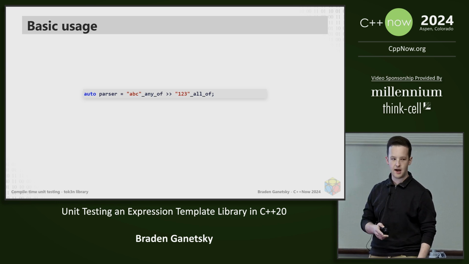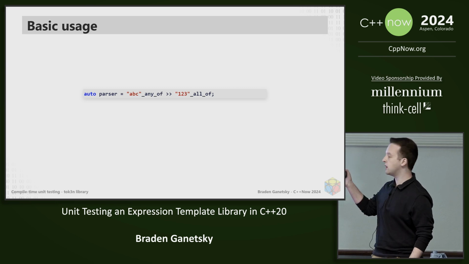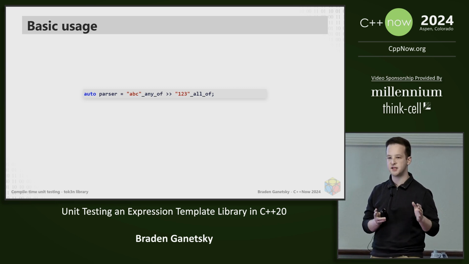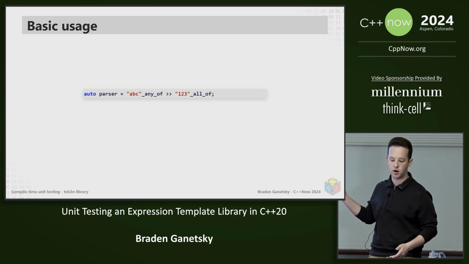Then on the right side, we have an all of parser. That's 1, 2, 3, and that's basically the literal 1, 2, 3. So it needs to match all of those characters in a row, and it'll eventually return a span of 3 characters. And then in the middle, we have the right shift operator, which is overloaded for a sequence. So we put the 2 parsers together. It matches the first one and then the second one. The parser only succeeds if both of those sub-parsers also succeed.